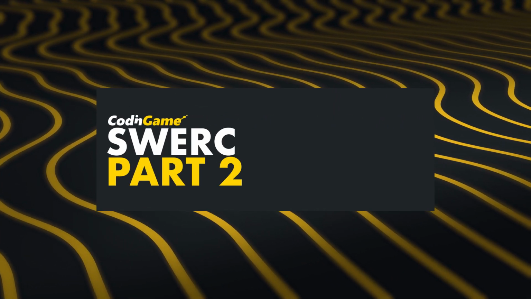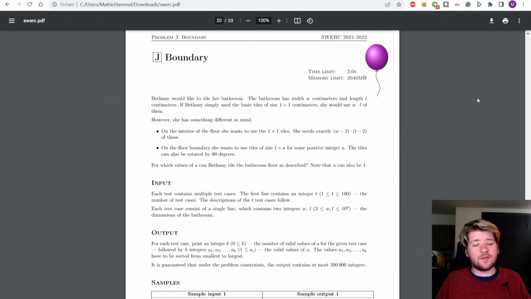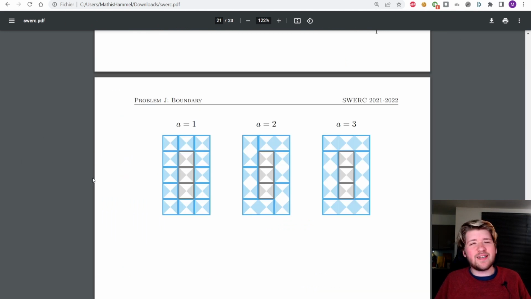The first problem we are gonna solve today is called boundary, and it's about tiling a bathroom. The examples actually tell us everything we need to know about this problem. So here we are only interested in the boundary of the bathroom. We have to put tiles on the floor. So the blue tiles is what we are interested in.